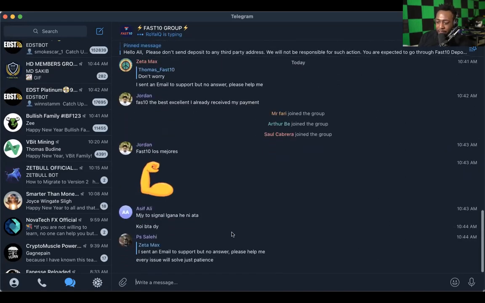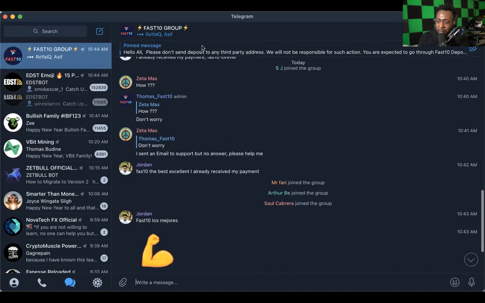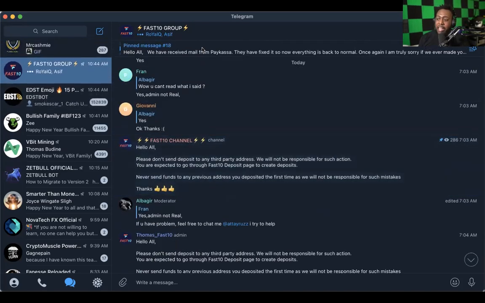And I'm glad to hear it because my payment got an instant batch ID the last time I did it. The last pinned message that they have is just a reminder. It says, "Hello all, please do not send deposit to any third-party address. We will not be responsible for such action. You are expecting to go through FAST10 deposit page to create deposits," all right?